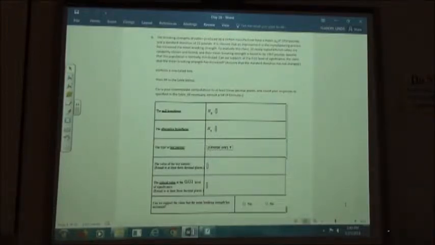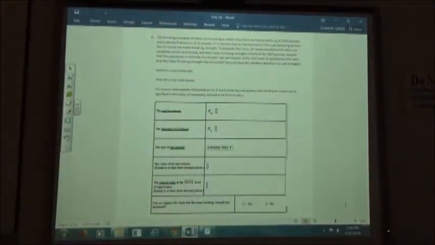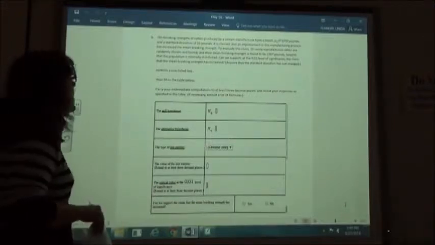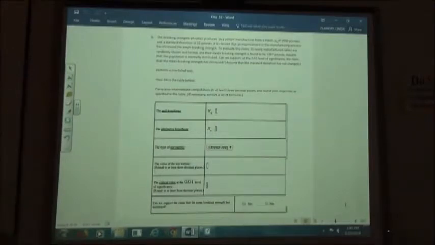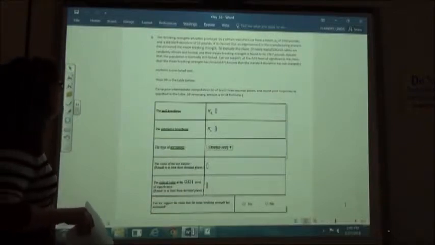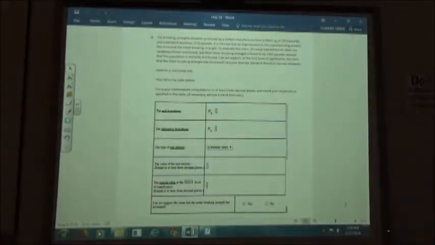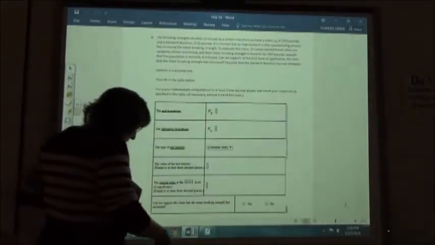Number 8 says the breaking strengths of cables produced by a certain manufacturer have a mean of 1,950 pounds and a standard deviation of 55 pounds. It is claimed that an improvement in the manufacturing process has increased the mean breaking strength. To evaluate this claim, 20 newly manufactured cables are randomly chosen and tested, and their mean breaking strength is found to be 1,967 pounds. Assume the population is normally distributed. Can we support, at a 0.01 level of significance, the claim that the mean breaking strength has increased?